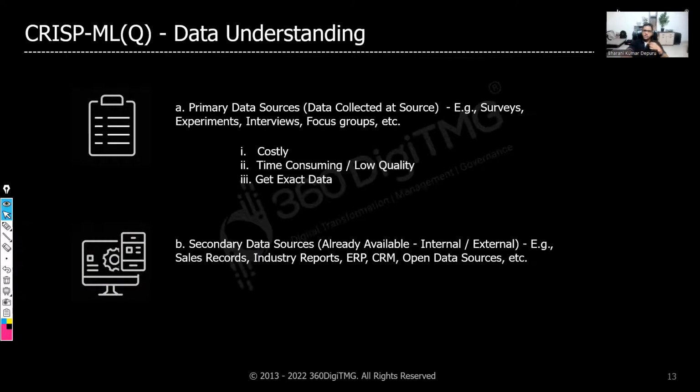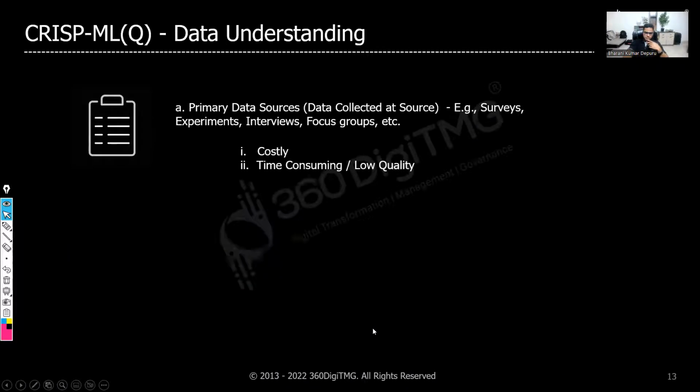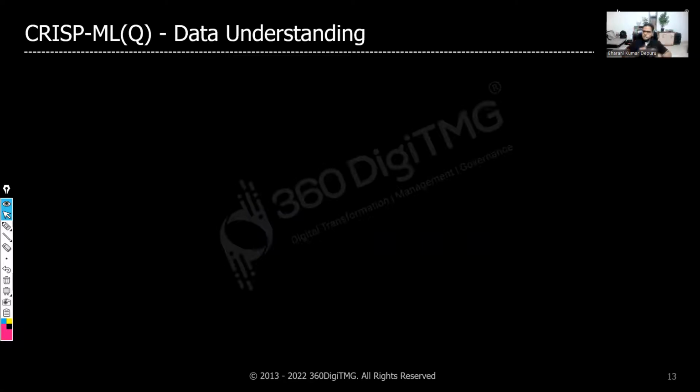And then we have secondary data sources. That is data which is already available. And there are three things that one has to remember. Secondary data source is easy and you get quick access to data. It is less costly. However, you might get irrelevant data sometimes. We will get to this discussion once again, but let us understand a few practical use cases.